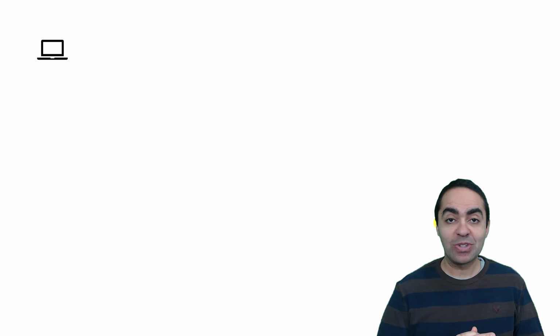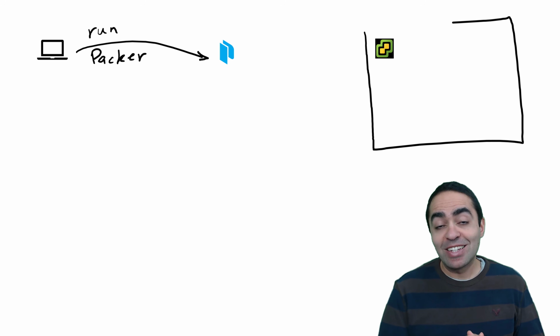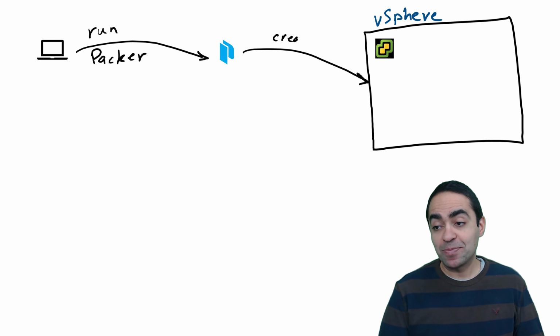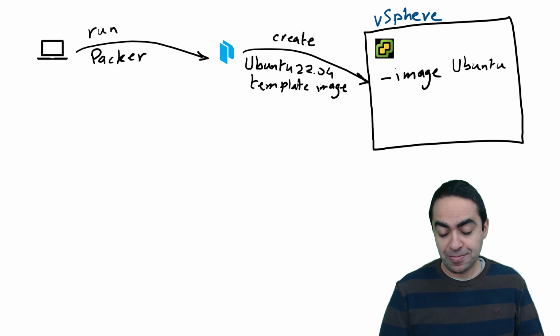Okay, so the workflow here, we're first going to run Packer through our computer. So that will basically create a template inside of vSphere. And this is a Ubuntu 22.04 image that will get created inside of vSphere.